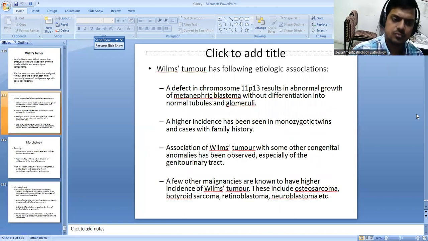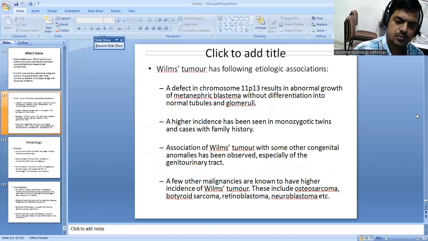Wilms tumor has following etiologic associations: a defect in chromosome 11p13 results in abnormal growth of metanephric blastema without differentiation into normal tubules and glomeruli. A higher incidence has been seen in monozygotic twins and cases with family history. Association of Wilms tumor with some other congenital anomalies has been observed, especially of the genitourinary tract. A few other malignancies are known to have higher incidence of Wilms tumor.